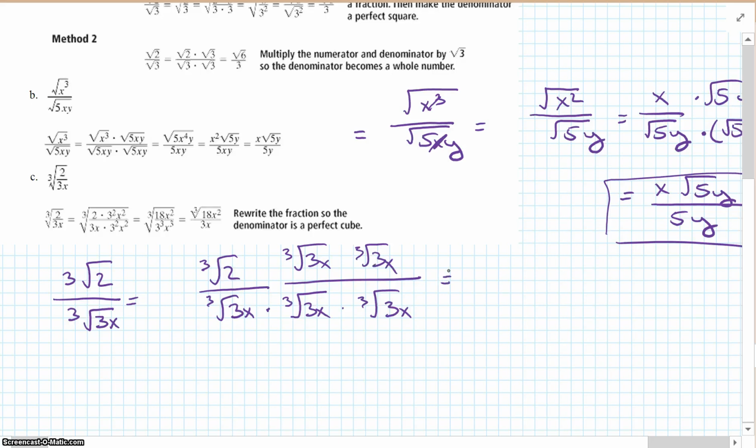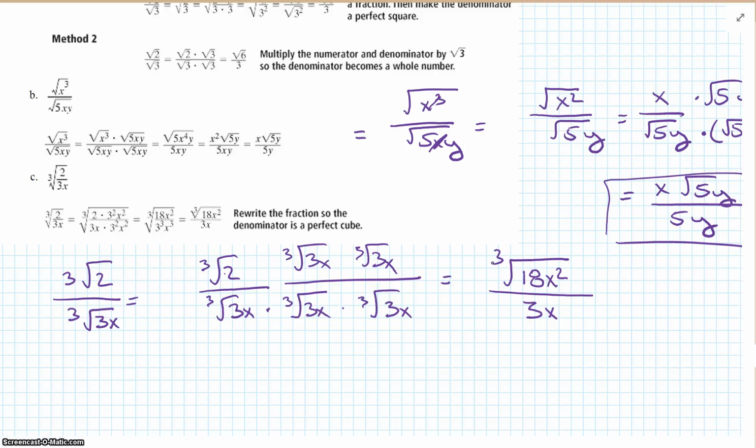Okay, so what's my denominator become? Well, my denominator is just going to become 3x. So what's my top going to become? Well, since my indexes are all the same, I can just multiply everything. So 2 times 3 times 3 is 18. And x times x is x squared. So it's going to be the cube root of 18x squared. And I cannot factor 18 down any further.